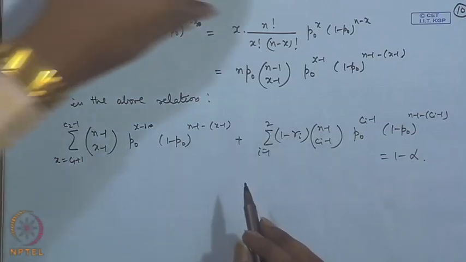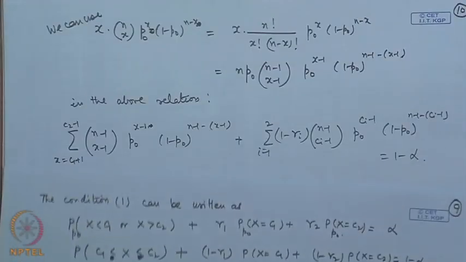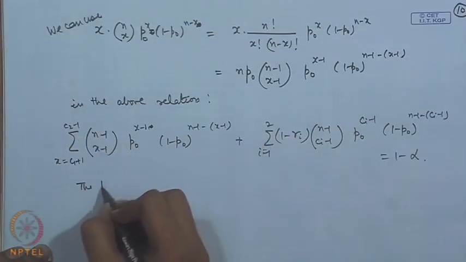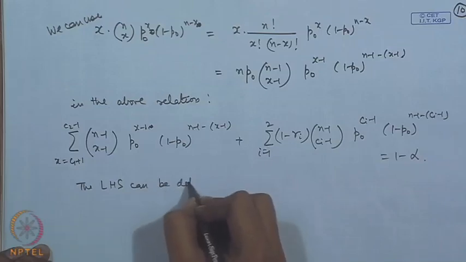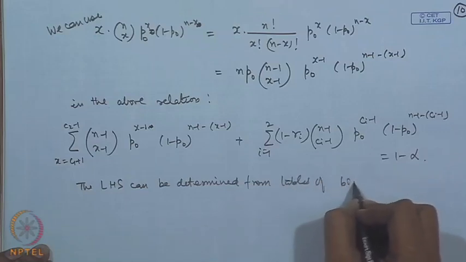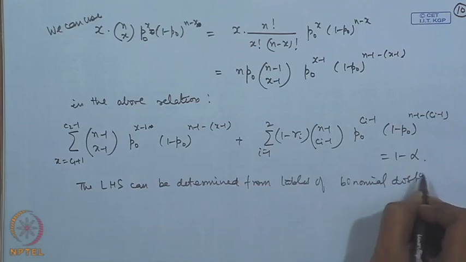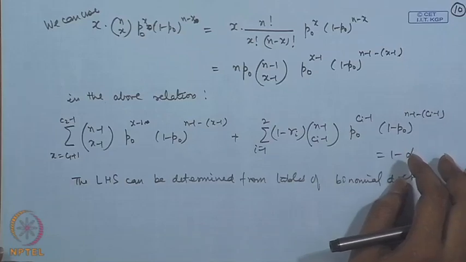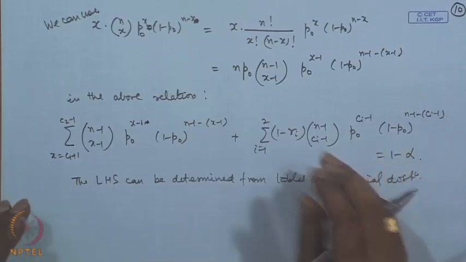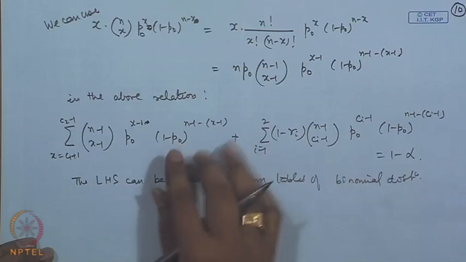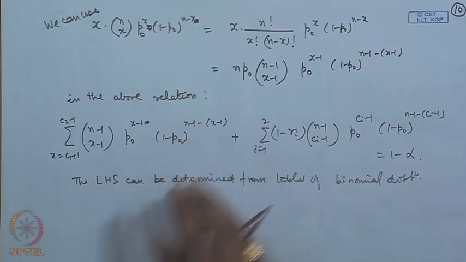And if you see this condition, there is a slight difference from these conditions here. Here you are having n c x, and this is n minus 1 c x minus 1. So, once again you can see this left hand side can be determined from tables of binomial distribution. So, one can actually evaluate. Now, in a given problem, n will be given to you, p naught will be given to you. So, after substituting these values, this is reducing to looking at the values from the tables.